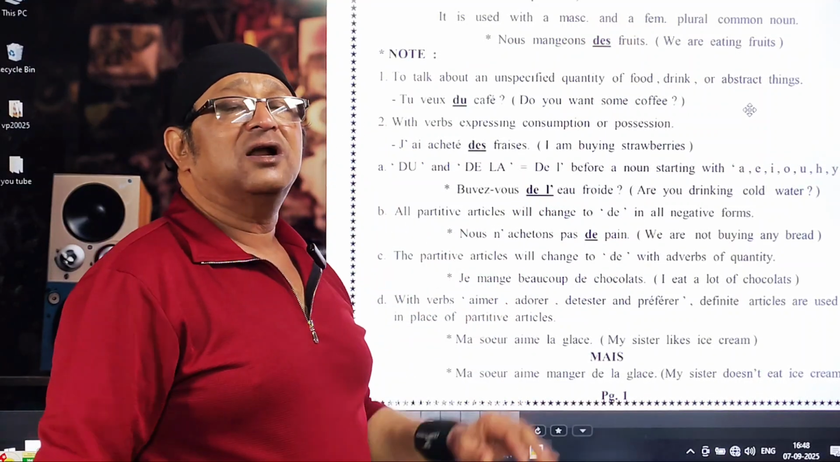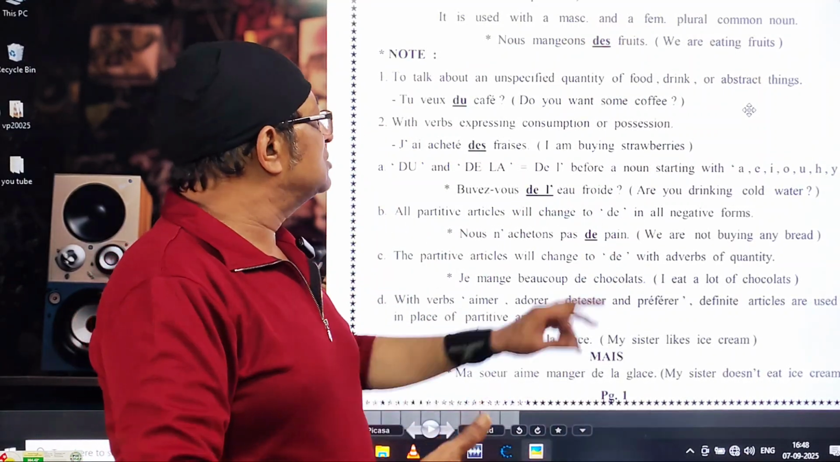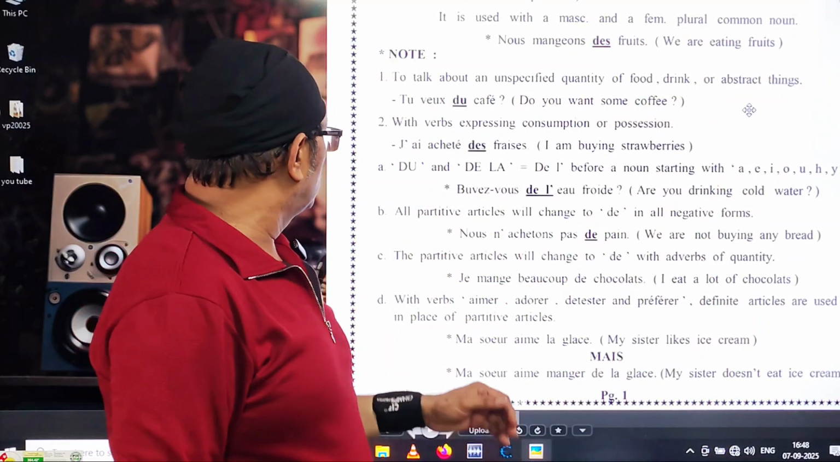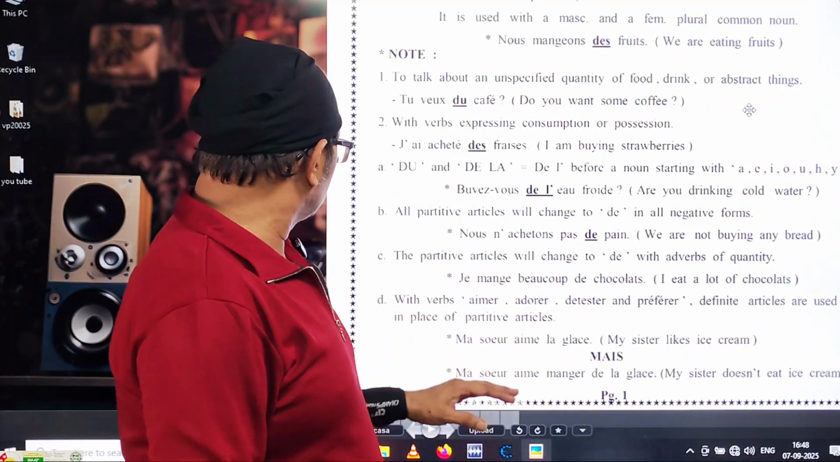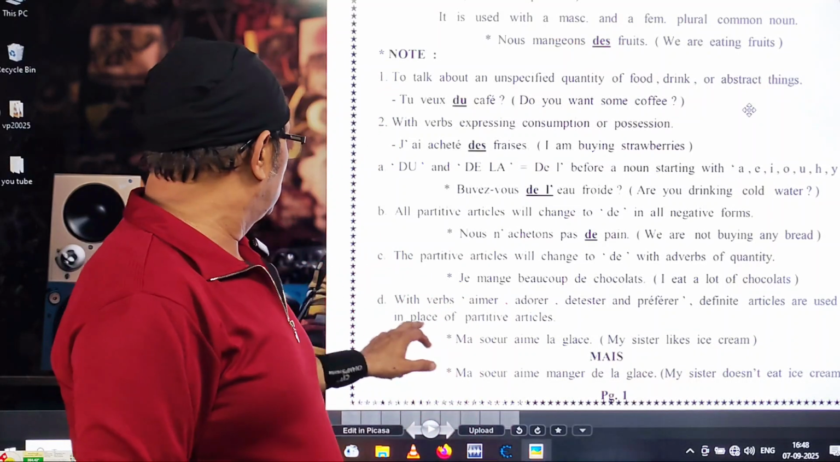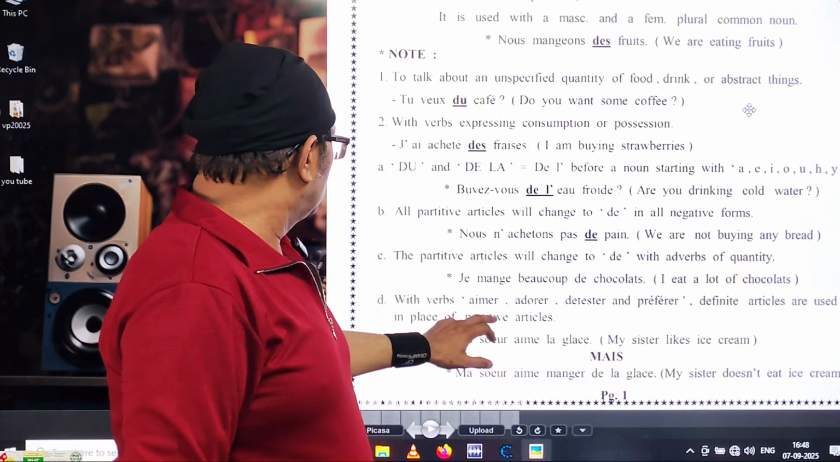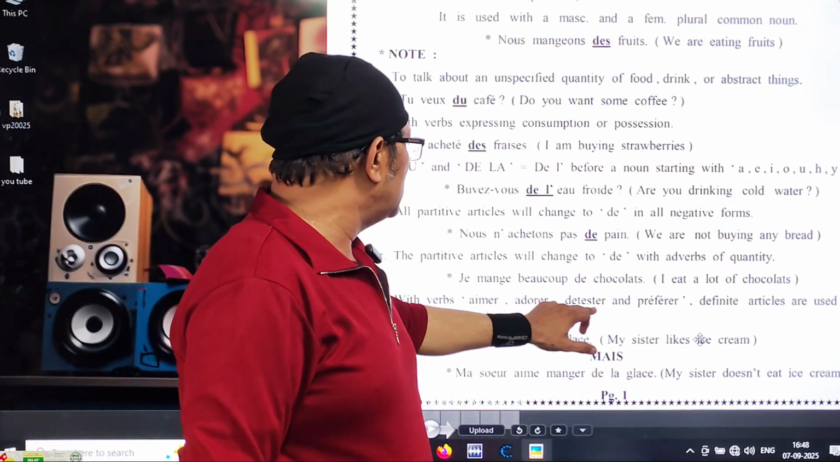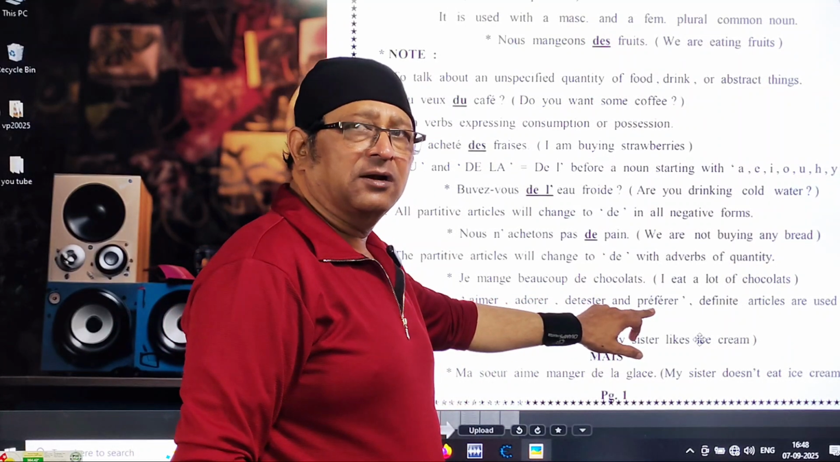And if a vowel comes after de, it means a, e, i, o, u, h and y, de will change to d'. So you have to keep this in mind also. Then, the most important point, with verbs aimer, adorer, détester and préférer.